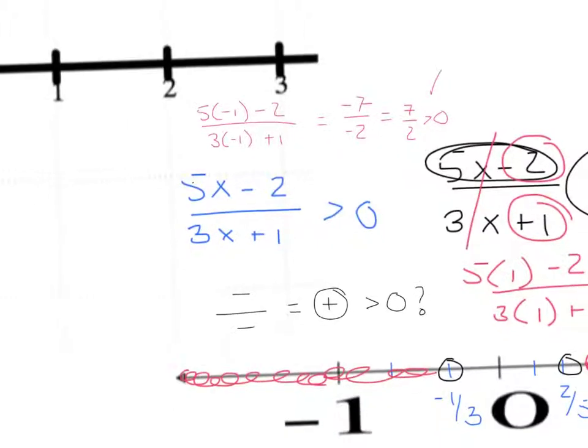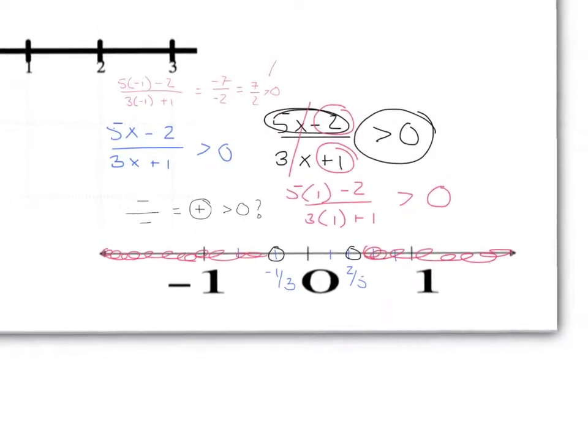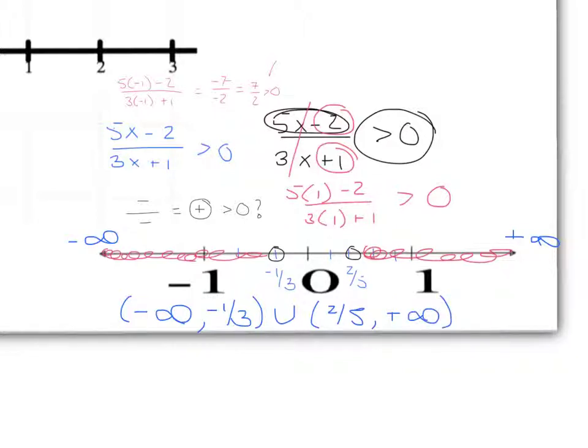So let's go ahead and write our interval notation for our solutions. So we're starting at negative infinity. Remember, we always write it from left to right. So negative infinity to negative 1/3. We're not including that, so that's parentheses. Then we have a union from 2 over 5 to positive infinity.